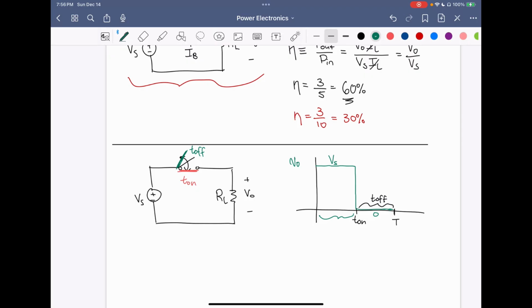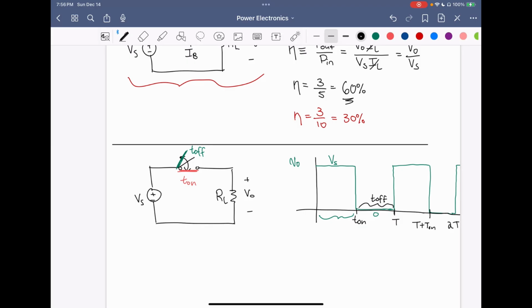And we're going to operate this circuit periodically, so this whole cycle just repeats itself continuously, and so on. So this, for example, would be T plus T on, and then this would be 2T, and so on.